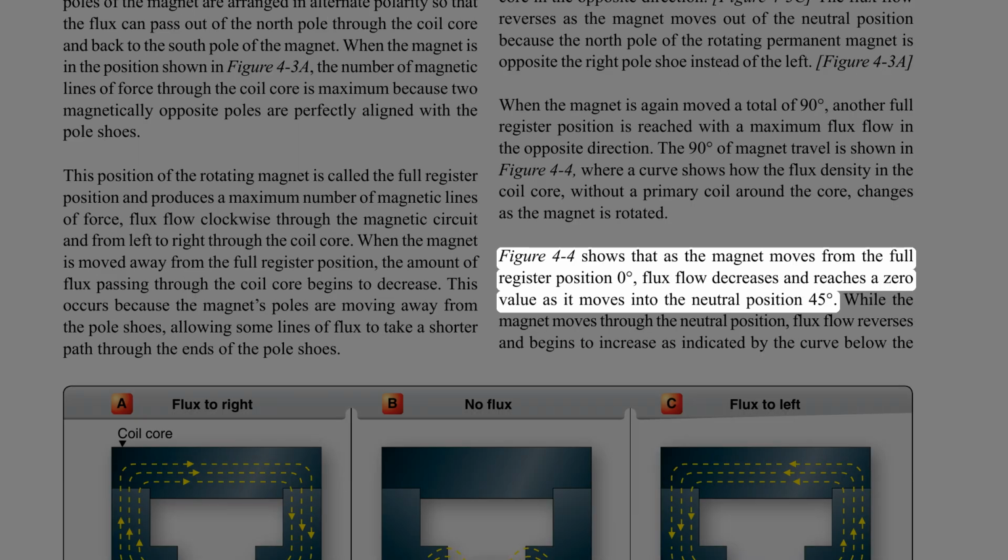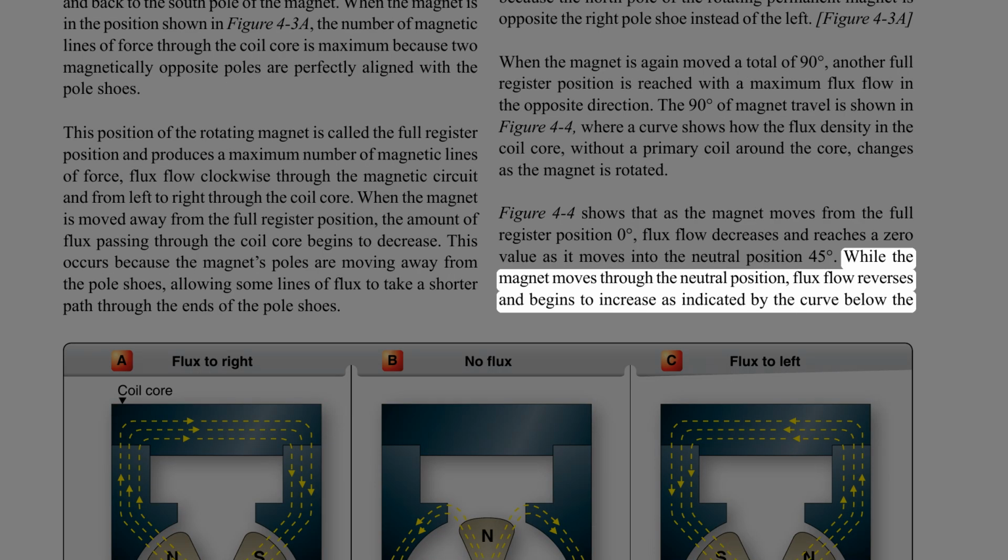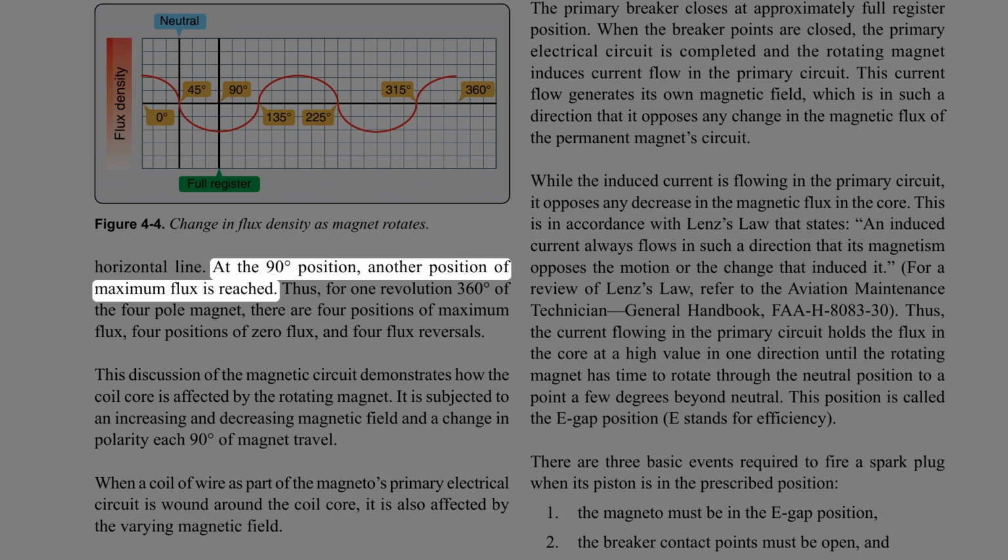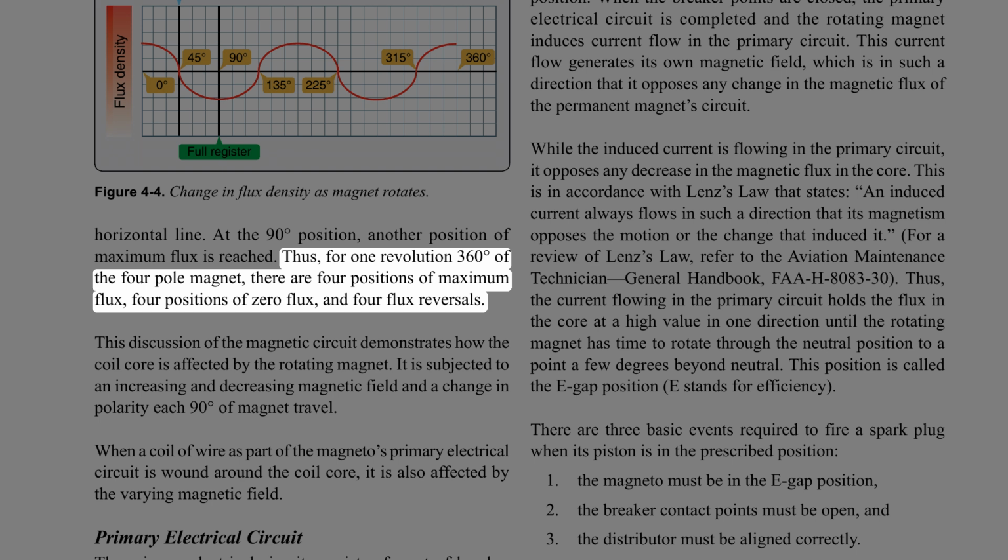Figure 4-4 shows that as the magnet moves from the full register position, 0 degrees, flux flow decreases and reaches a zero value as it moves into the neutral position, 45 degrees. While the magnet moves through the neutral position, flux flow reverses and begins to increase, as indicated by the curve below the horizontal line. At the 90 degrees position, another position of maximum flux is reached. Thus, for one revolution (360 degrees) of the four-pole magnet, there are 4 positions of maximum flux, 4 positions of zero flux, and 4 flux reversals.